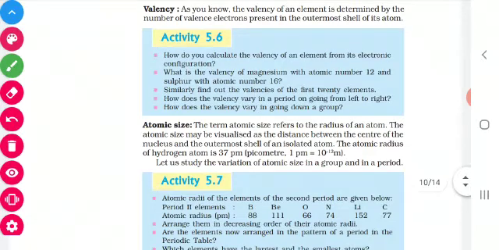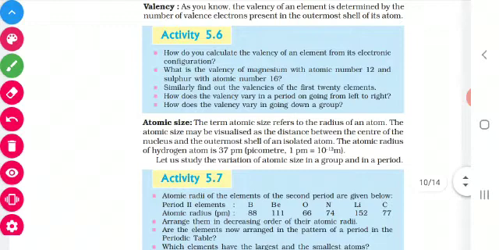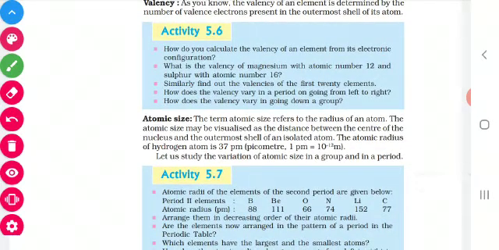Now come to activity 5.6. How do we calculate the valency of an element? If I give you one element, how will you calculate its valency? First you want to know the atomic number. Then you write the electronic configuration. Then you find the valence shell. In the case of hydrogen, the valence shell is K. In the case of lithium, the valence shell is L. Then you find the number of electrons in the valence shell. That is the valency of an atom.